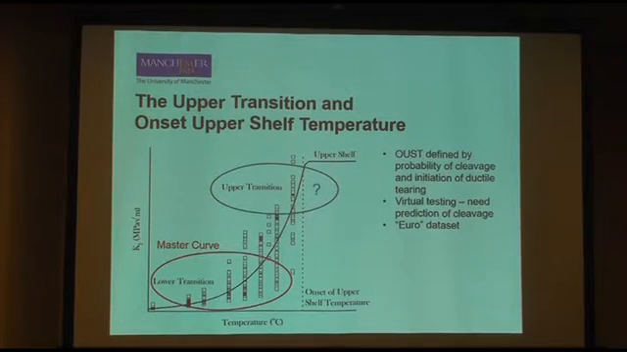In order to determine the onset upper shelf temperature, we need to understand the relative probabilities of ductile fracture and of cleavage. What we're intending to do is build a virtual testing. So we're attempting to use finite element models to understand the stress states so that we can then make some prediction about what the effect of constraint is on that onset upper shelf temperature.